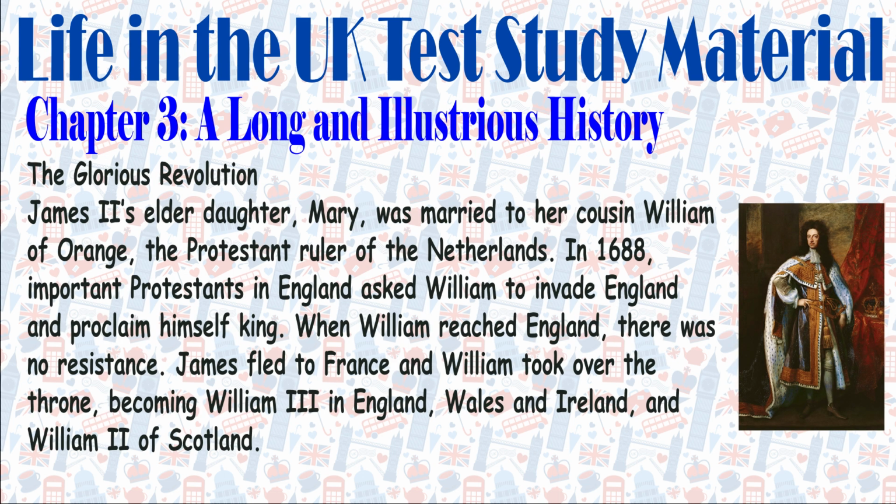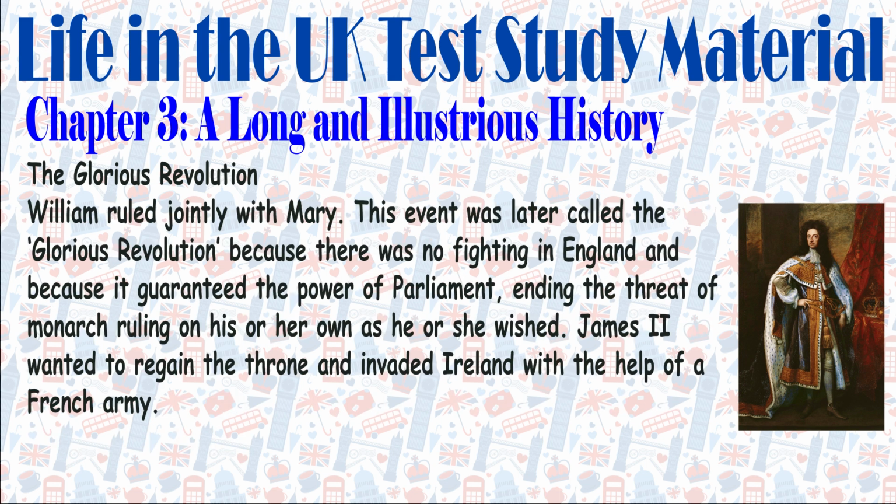The Glorious Revolution. James II's elder daughter, Mary, was married to her cousin William of Orange, the Protestant ruler of the Netherlands. In 1688, important Protestants in England asked William to invade England and proclaim himself king. When William reached England, there was no resistance. James fled to France and William took over the throne, becoming William III in England, Wales, and Ireland, and William II of Scotland. William ruled jointly with Mary.